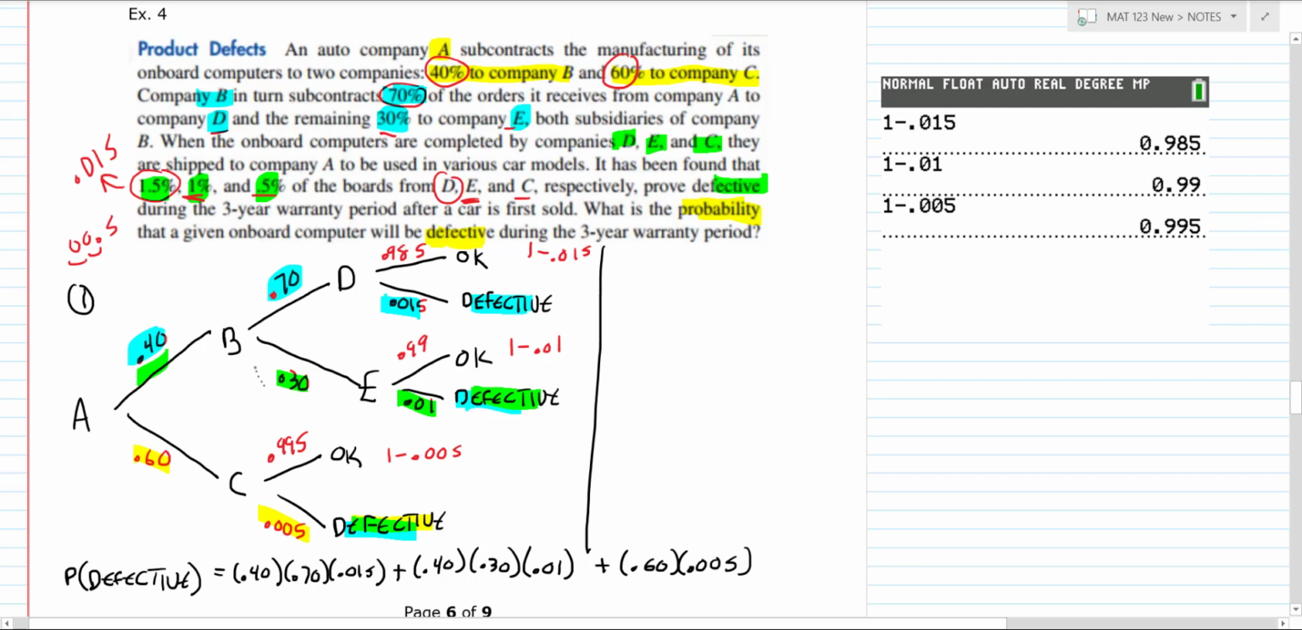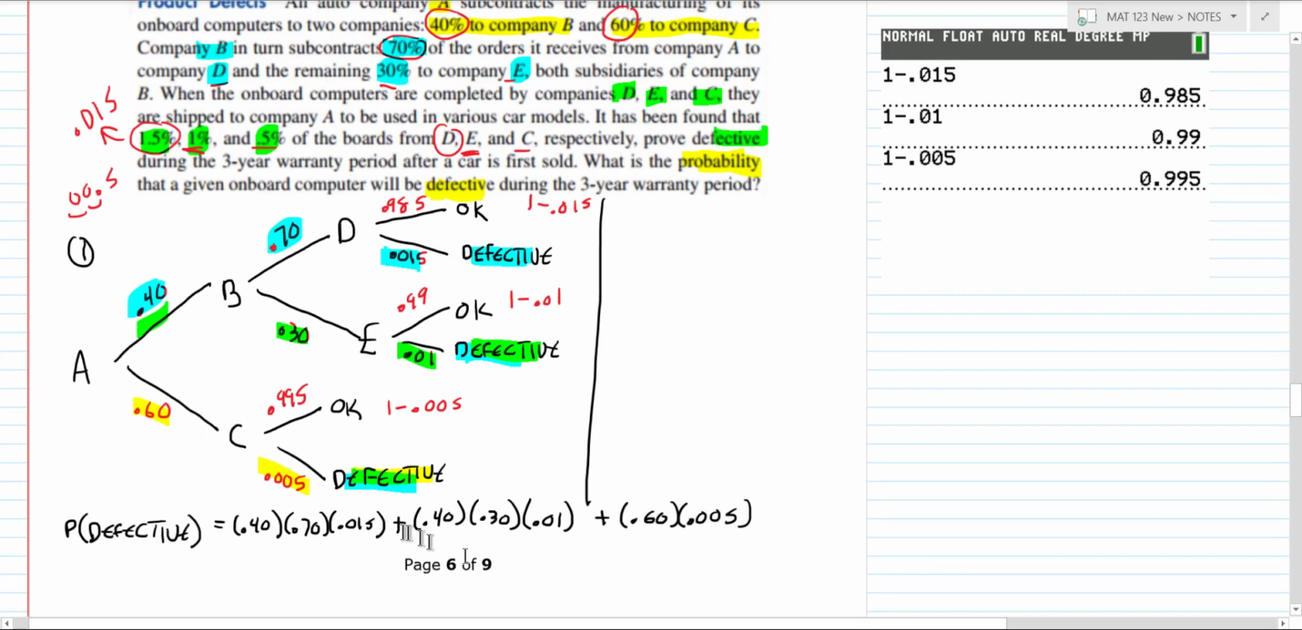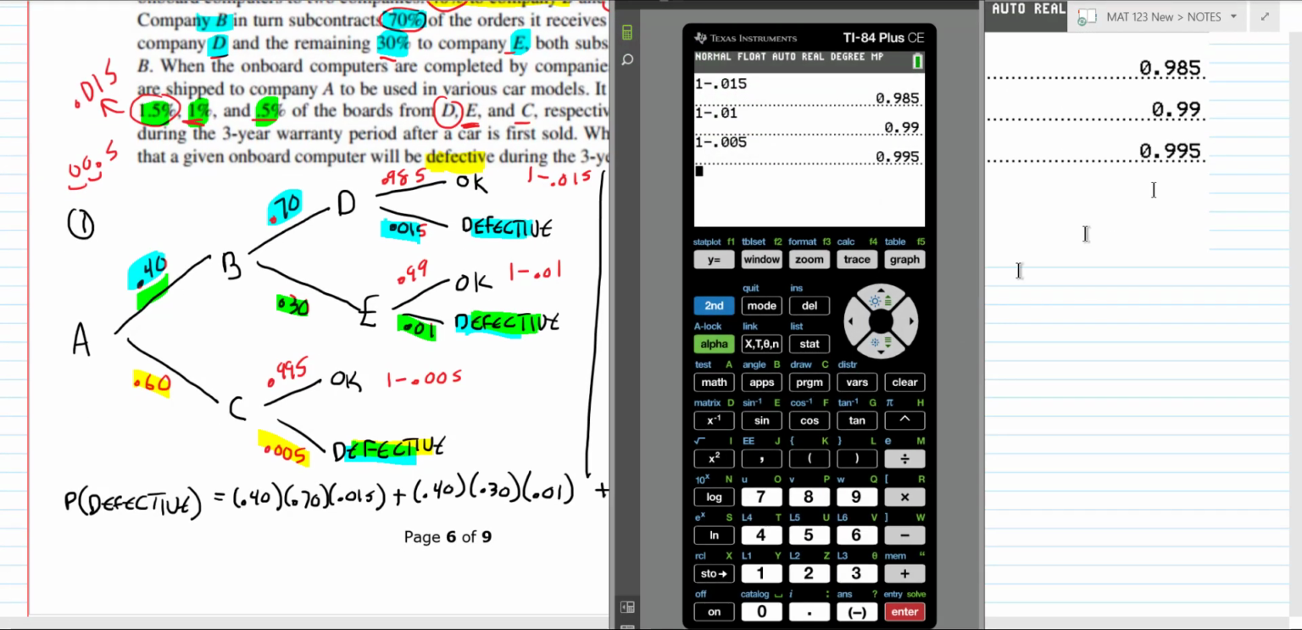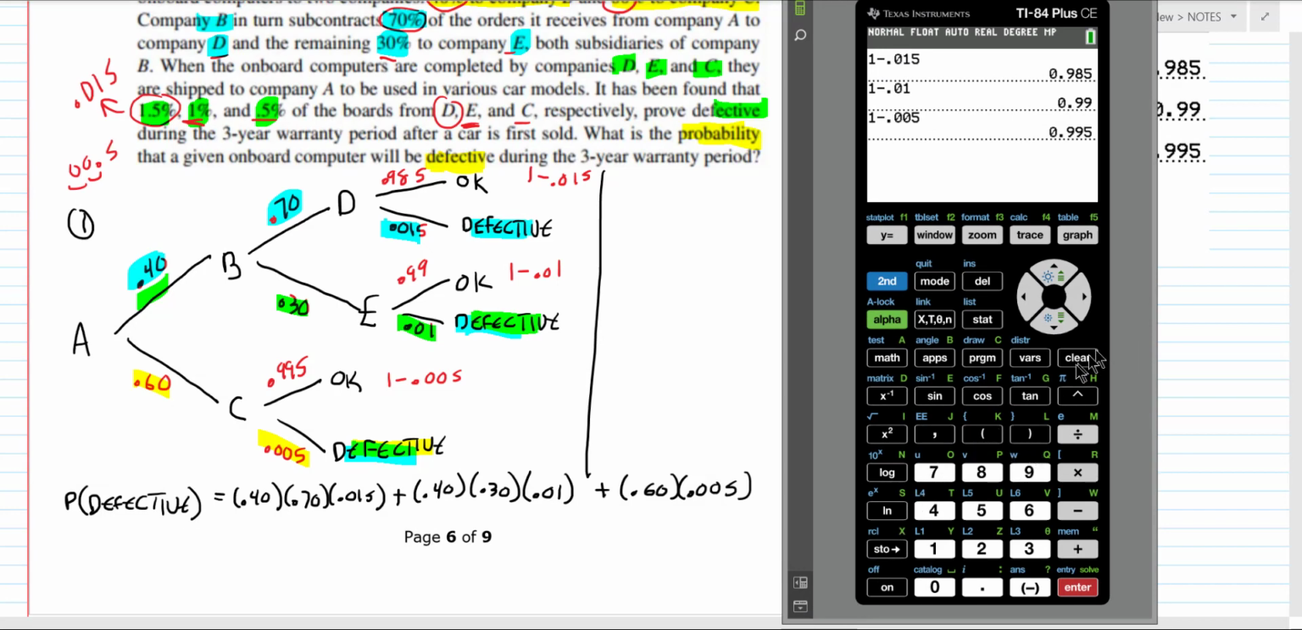So again, when you're doing the probability tree, you're figuring out what are the 3 routes you have to take to get to defective. You go this route, this route, or that route. Then you're just going to multiply this out and you'll get your probabilities. So I'll go 0.4 times 0.7 times 0.015. I'll record each of these as we go. The first thing is 0.0042. The second part would be 0.4 times 0.3 and then times 0.01.